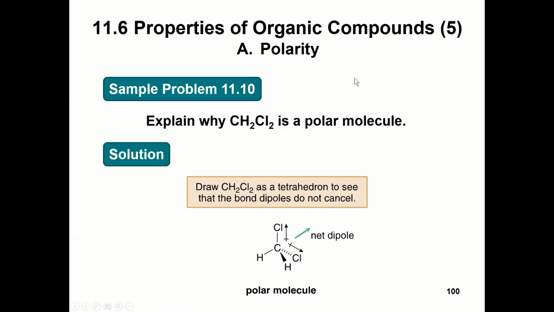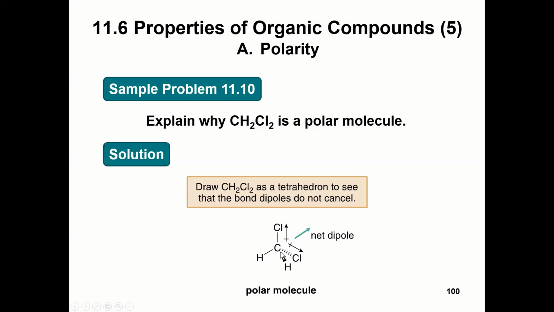Okay, so we're going to use shape and bond dipole to predict why some organic compounds are polar. We want to explain why methylene chloride, CH2Cl2, is a polar molecule. Well, we know the overall shape of the molecule is going to be tetrahedral, and we know that chlorine is electronegative, and that the carbon-chlorine bond has a net polarity to it. So you have an overall net dipole moment.